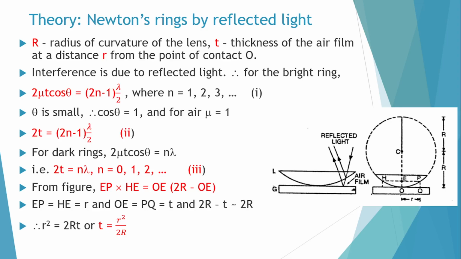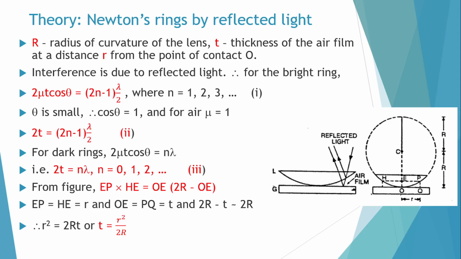Now the interference pattern consists of concentric alternate bright and dark rings. So here we are considering interference due to reflected light. Let us consider a bright ring.